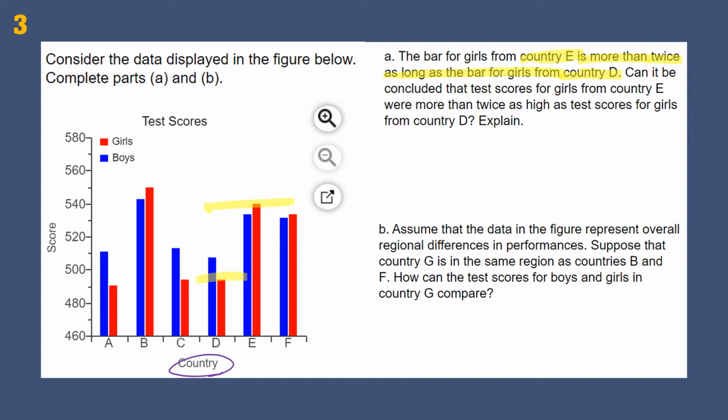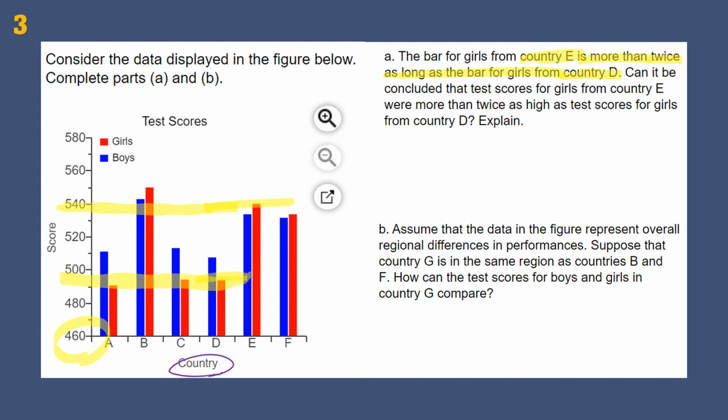Does that mean they scored twice as high? Well, let's take a look at what the scores represent. If we would continue this bar and look over here, is 540 twice as high as, I don't know, 490? No, it's not. So why is it not true that E scores twice as highly as D? Why does it look like it is when it's not true?